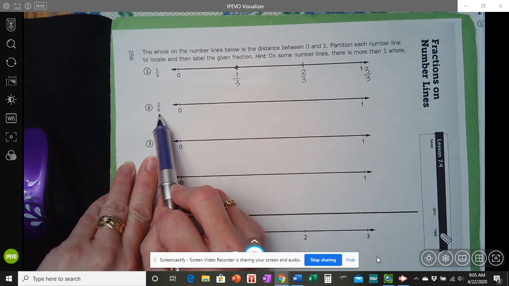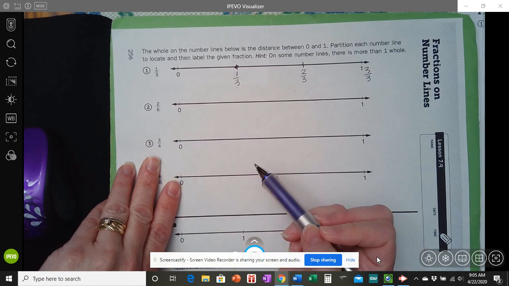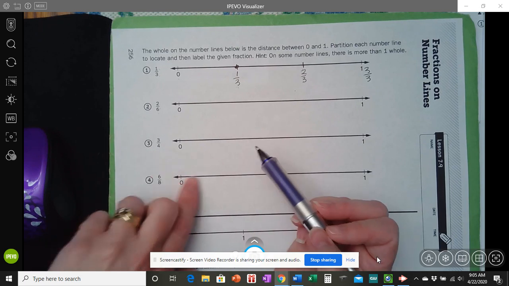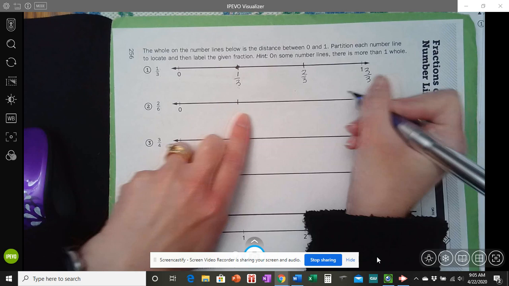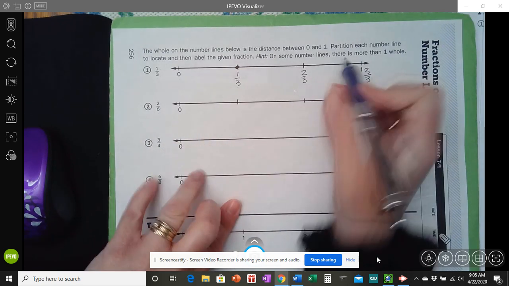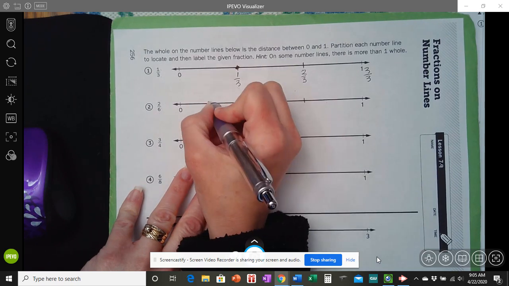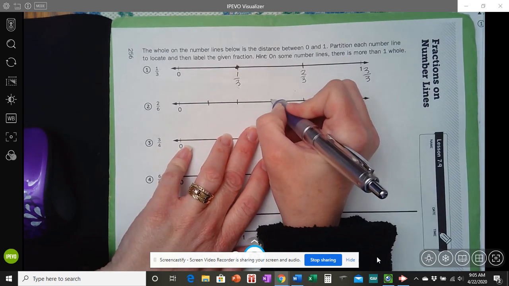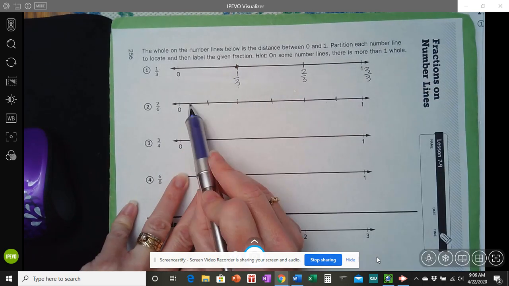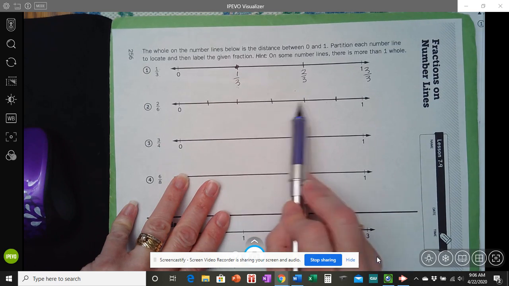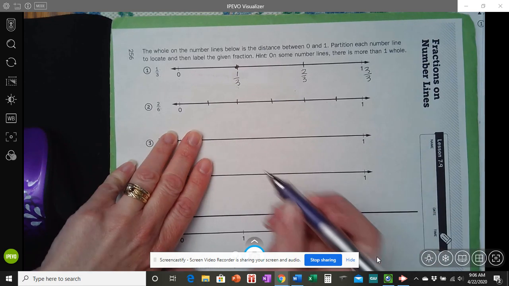Now number 2 says 2/6. So remember, the bottom number, the denominator, tells you how many pieces you're going to divide the line into. So we need 6 pieces. So I'm going to mark again the thirds that we had, but that only gives me 3. If I need 6, I'm going to take each section and divide it in half again, and that should give us 6 parts. Let's look. 1, 2, 3, 4, 5, and 6. Alright, good. So let's label our pieces.